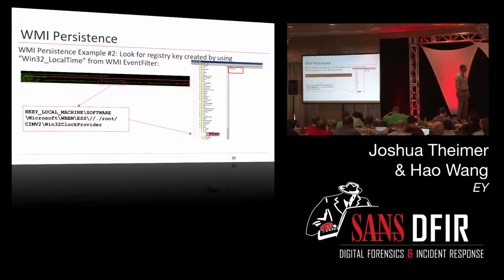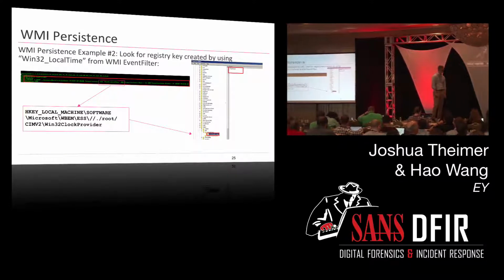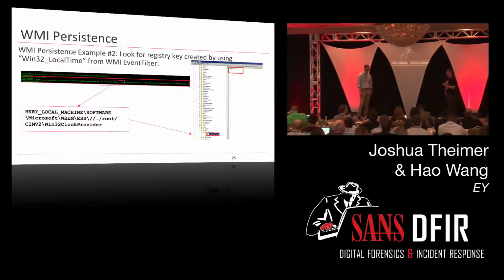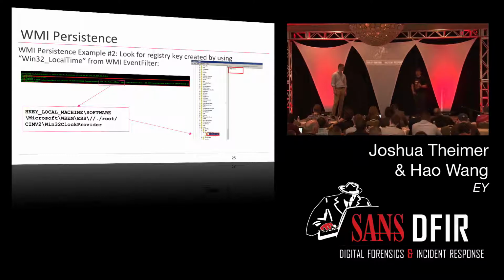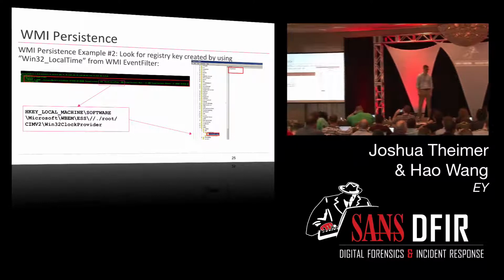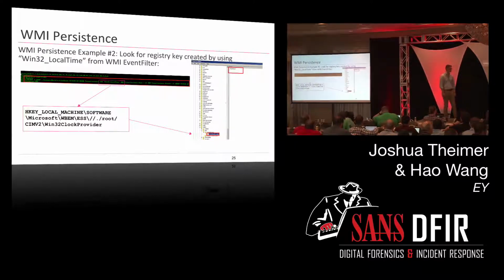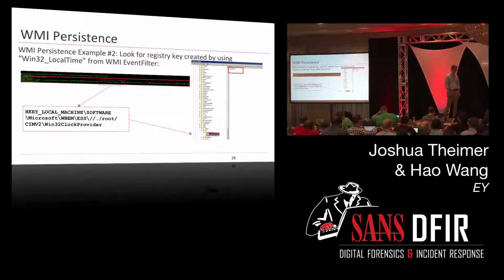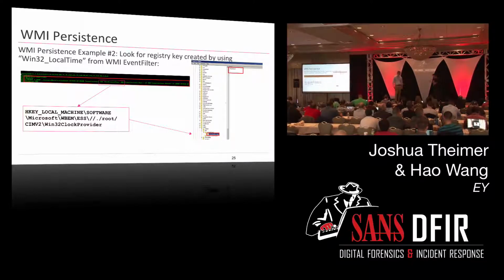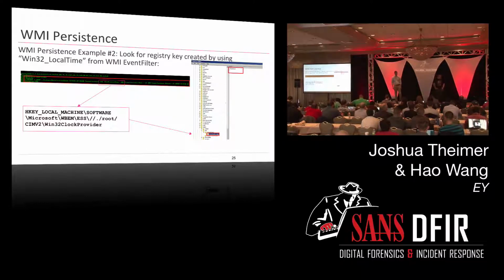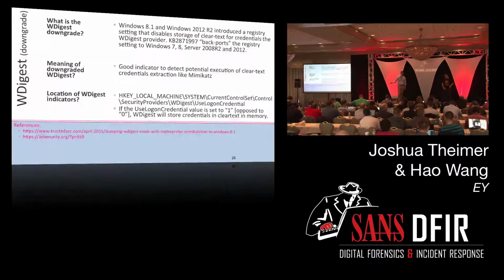So the other thing is, if you use some WMI class to create a WMI filter, there may be some registry key created after the system reboot. For example, if you use Win32 local time to create a filter to tell the payload to execute at 12:15 p.m. every day, then there will be a registry key called Win clock provider created. So our script will specifically look for those artifacts. If we find one, we are going to put that to the output.